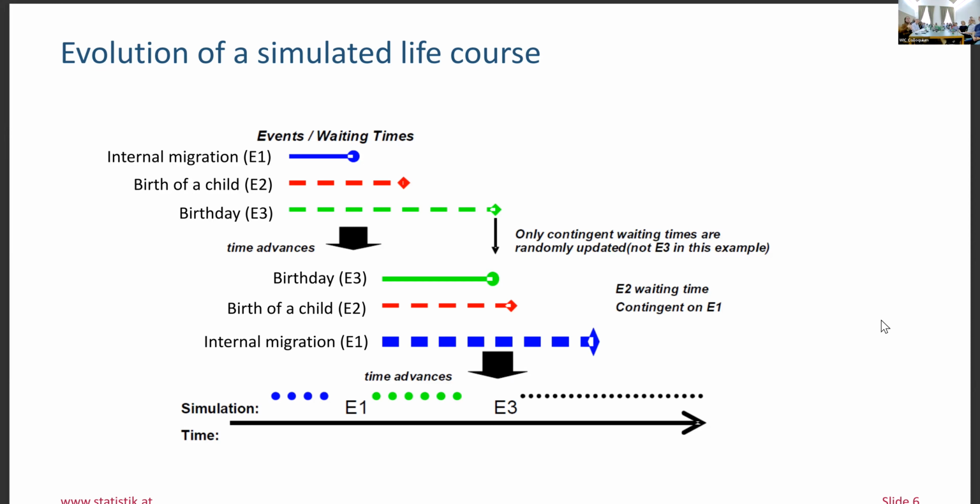And so we move further down, we move through time, and we can see that in this case, now with these updated waiting times, the shortest waiting time would be for the birthday. So this will be the next event to take place. And so that's how we move through the simulation.